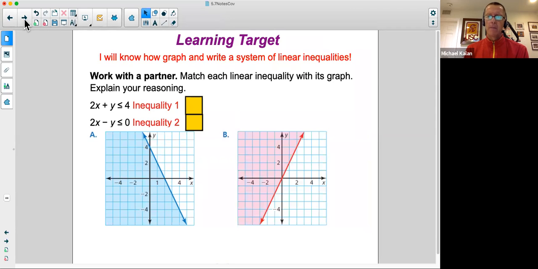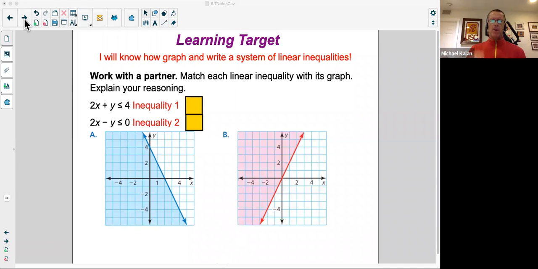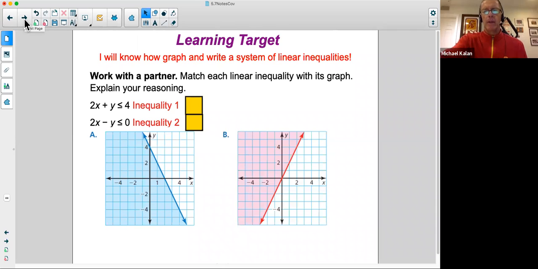Okay, your learning target: I will know how to graph and write a system of linear inequalities. You already know how to graph linear inequalities. Now we're just going to be doing systems, which means 2 of them. All right, so let's work together as partners. Match each linear inequality with its graph. Explain your reasoning. Okay, so here you have it.